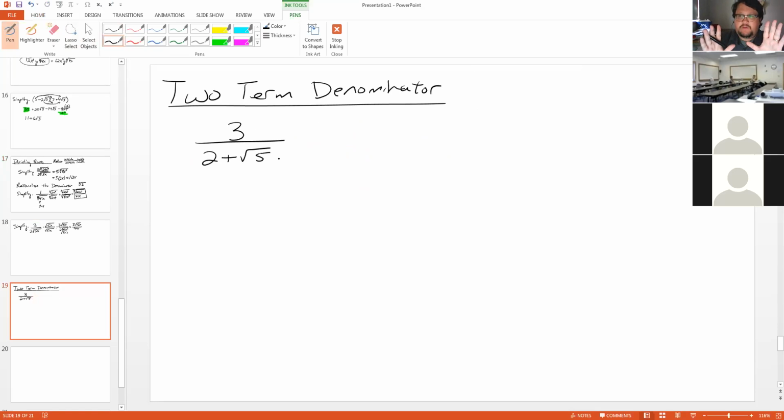You're only going to be facing square roots in these kinds of problems. You're not going to be facing cube roots or fourth roots, because the trick here, especially for this one, is to make this a perfect square. And we're going to use the relationship that a plus b times a minus b equals a squared minus b squared, the difference of squares.